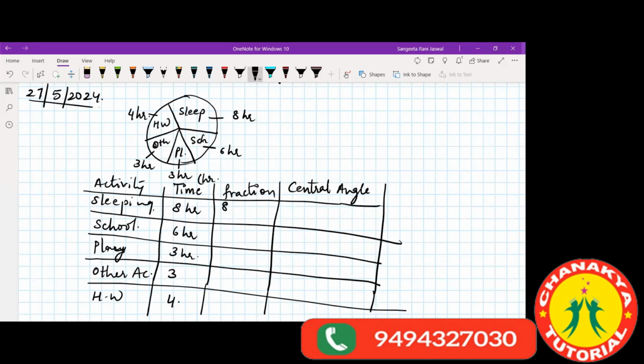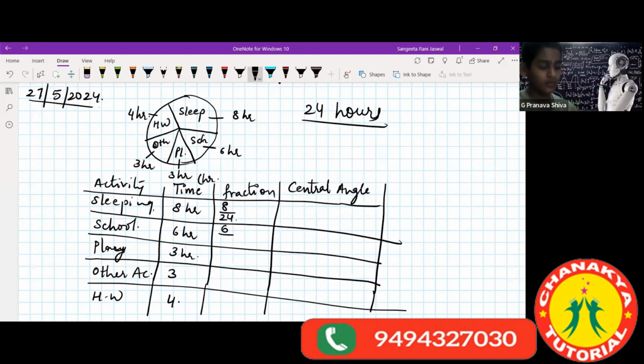This is out of the complete 24 hours. These are the total hours in a day. So that's 24 hours. So this fraction will be 8 by 24. I can write it like this. I'm not cancelling anything now. Then this is 6 by 24.